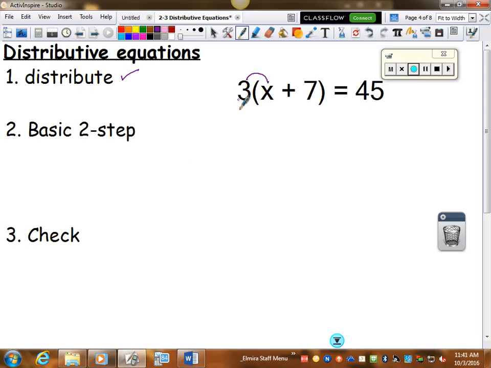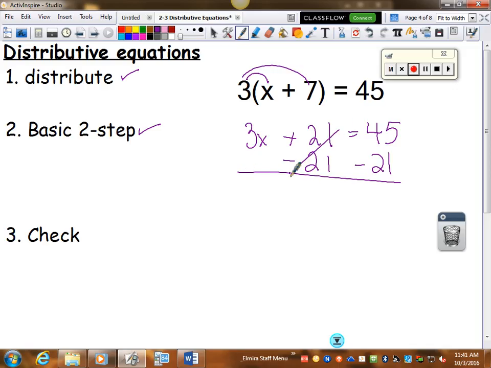So 3x plus 21, and bring down equals 45. Then it should look really familiar. That's just the basic two-step equation left to solve. So subtract 21 from both sides, and I get 3x equals 24. Divide both sides by 3, and x equals 8.